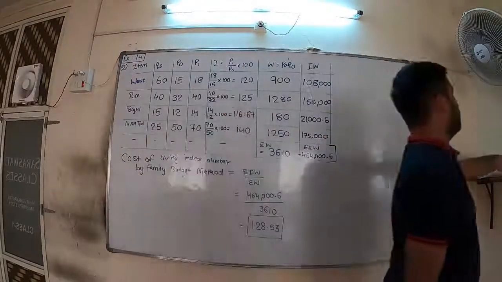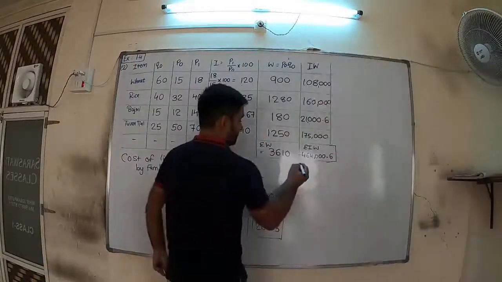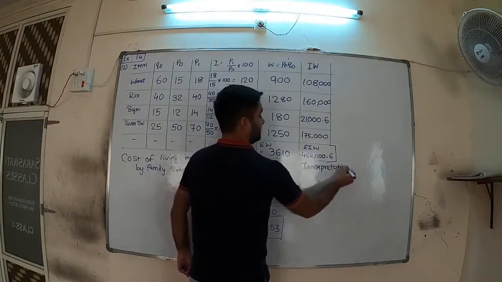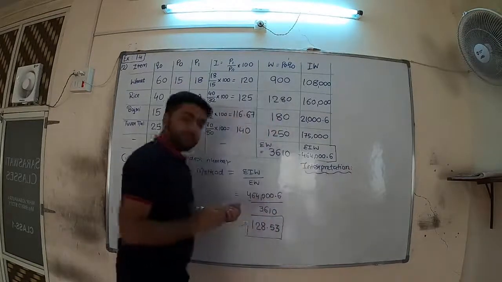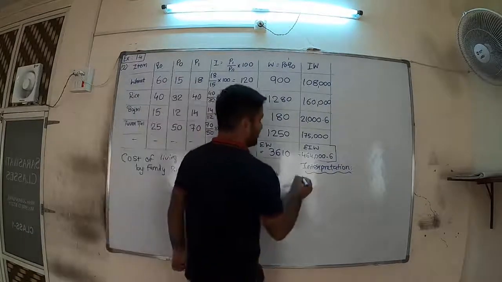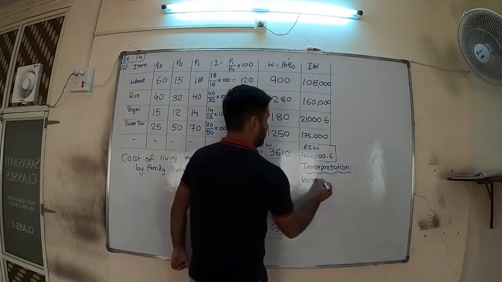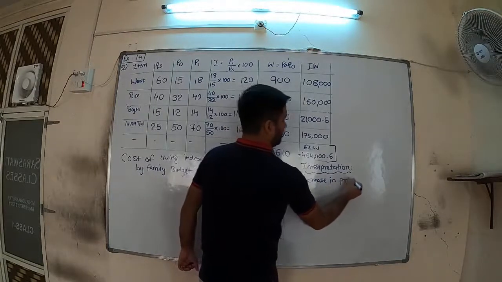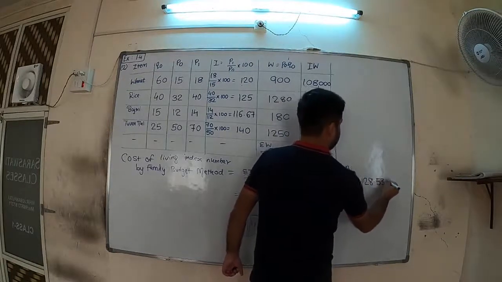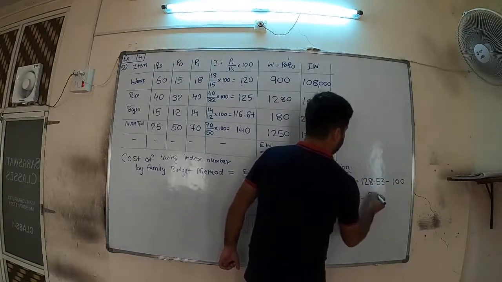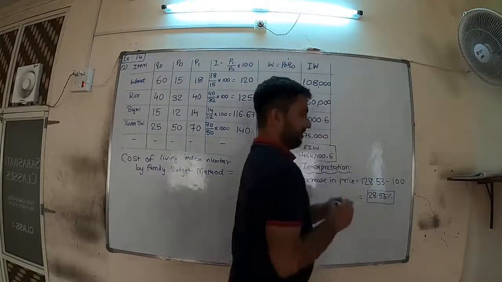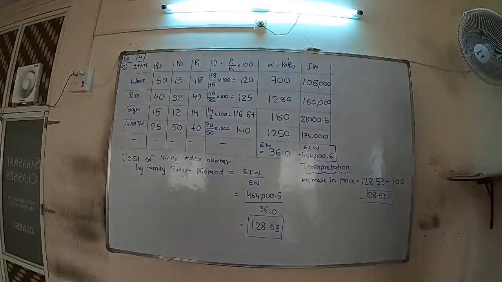Also we need to do its interpretation. So for interpretation what is our answer? Answer is more than 100. So increase in price, how much? 128.53 minus 100, 28.53%.